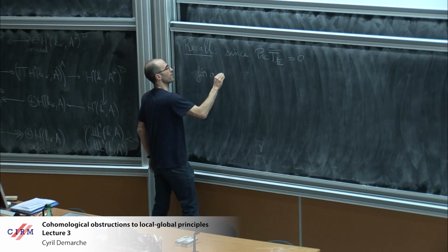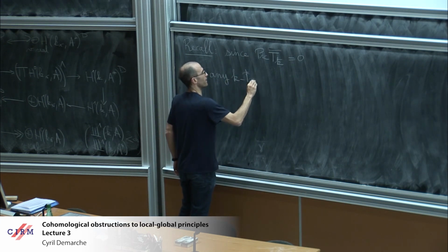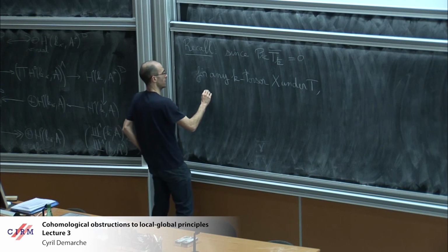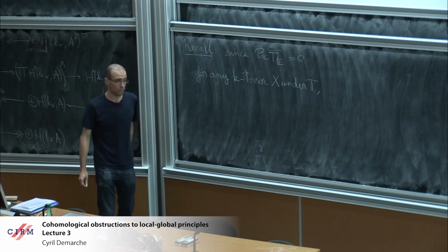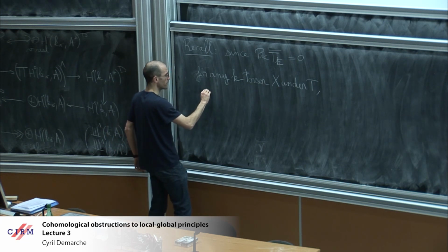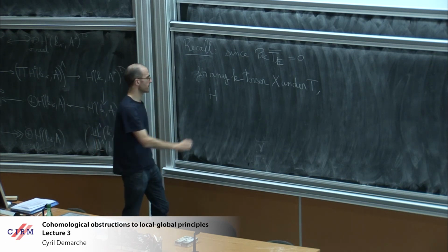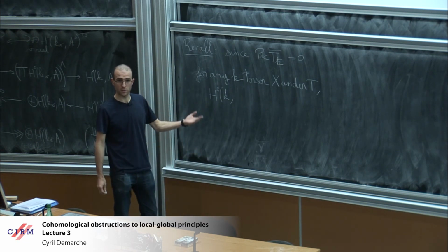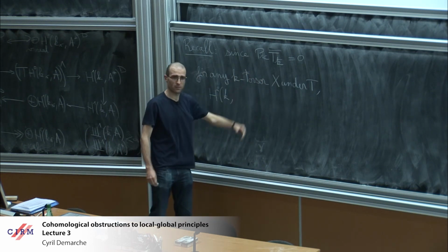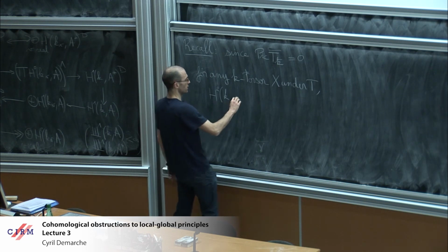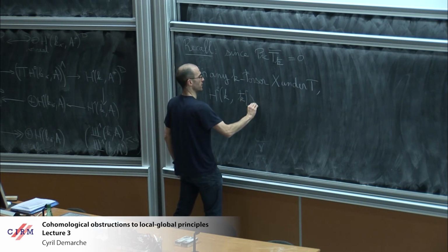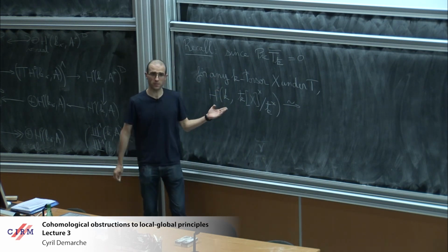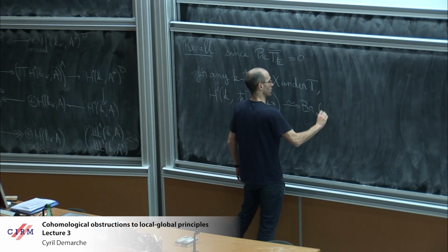You get that for any k-torsor, say X under T, so it was a formula that I gave in the first lecture, if I'm correct, you can compute the algebraic Brauer group of X using the H2 of K with values in the invertible functions on X bar, which is the same as invertible functions on T bar. So you get something like this. Using the Hochschild-Serre spectral sequence, we proved that we had an isomorphism like this.